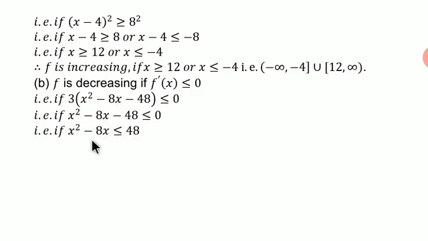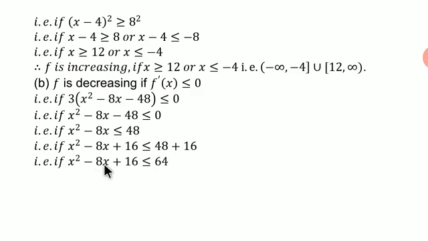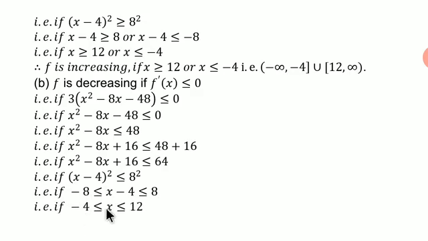Now again we adjust here a complete square in LHS, so we add 16 in both the sides. So that is, if x square minus 8x plus 16 is less than or equal to 48 plus 16. That is, x square minus 8x plus 16 is less than or equal to 64. That is, if x minus 4 bracket square is less than or equal to 8 square. That is, if minus 8 is less than or equal to x minus 4, less than or equal to 8. That is, if minus 4 is less than or equal to x, less than or equal to 12.